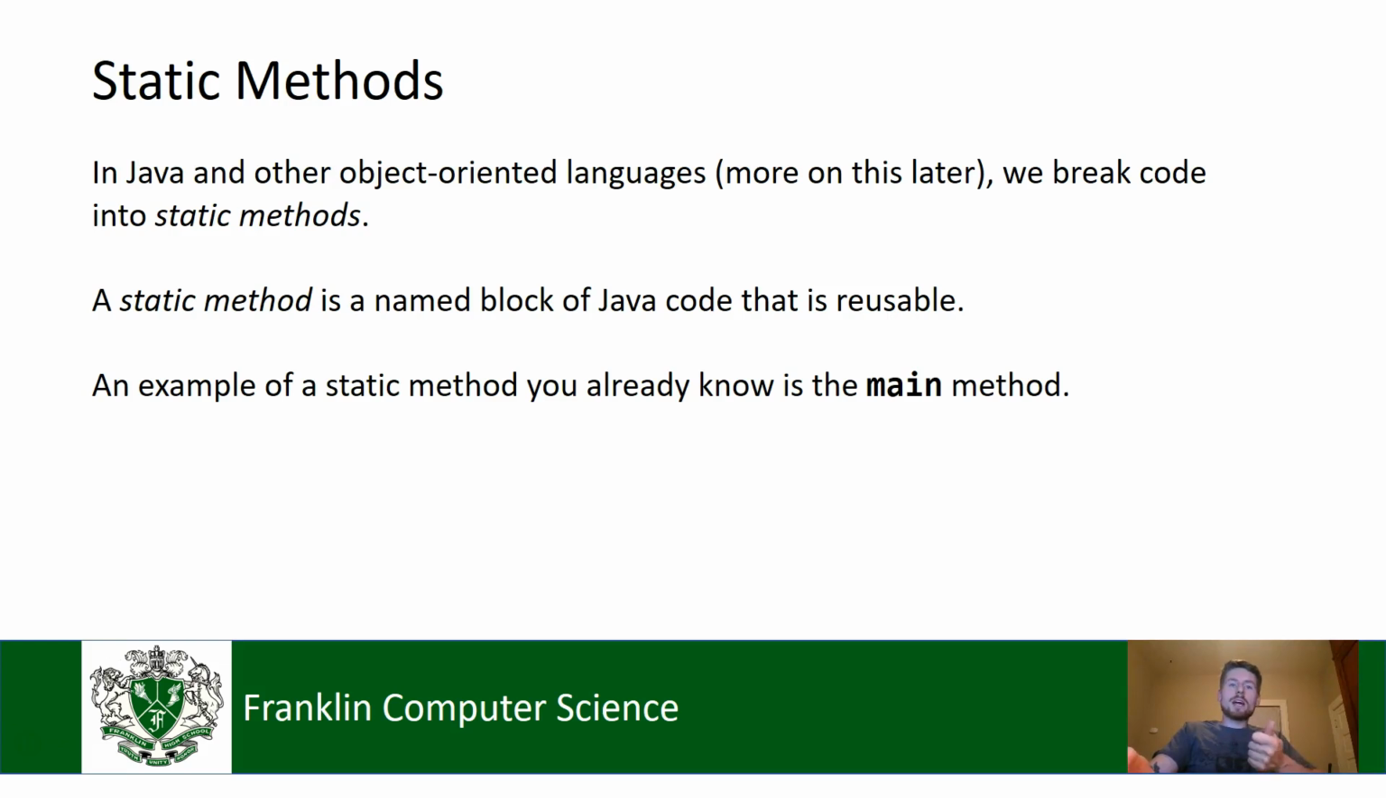So we already have a static method, which we have to have every time we want to run a program, and that's the main method. But the other methods we're going to write are going to look very similar to main.